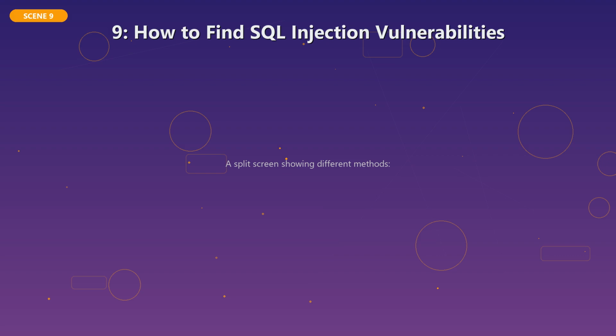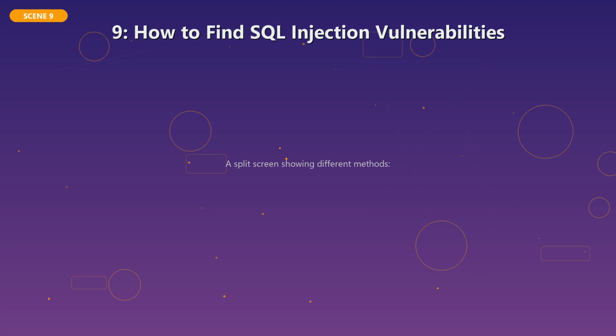Understanding the types of SQL injection is one thing, identifying them in real-world applications is another. For both ethical hackers and developers, knowing how to find these vulnerabilities is paramount. There are several approaches to uncovering SQL injection flaws. Firstly, there's manual testing. This involves systematically probing input fields, URL parameters, and HTTP headers with various SQL injection payloads.